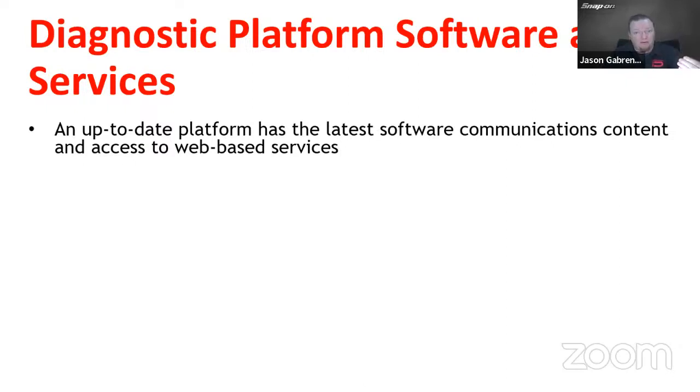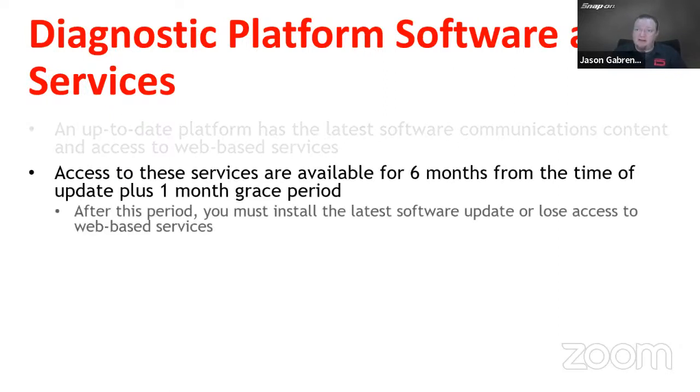We think about web-based services like Fast Track Intelligent Diagnostics, Quick Lookups, TSBs, things of that nature are web-based. They come to the tool over Wi-Fi, over the internet. So you do have to have a Wi-Fi connection and you do have to have current software to access. Access to those services are available for 6 months from the time of the update, plus a 1 month grace period. So whenever you update it, you get 6 months plus another month.